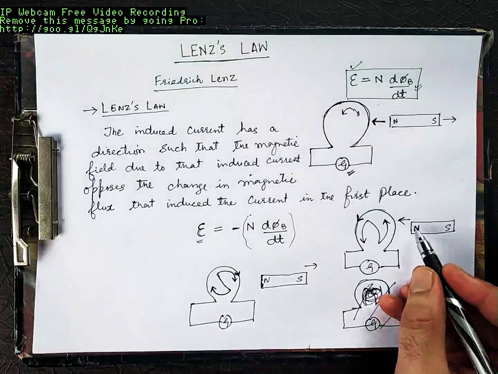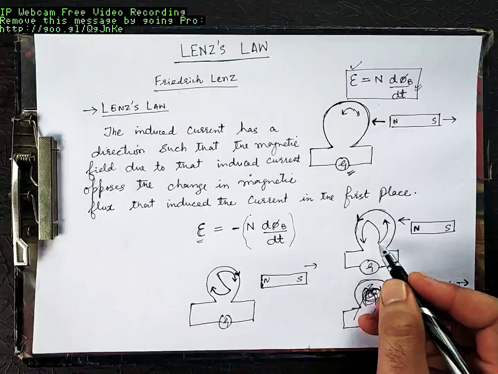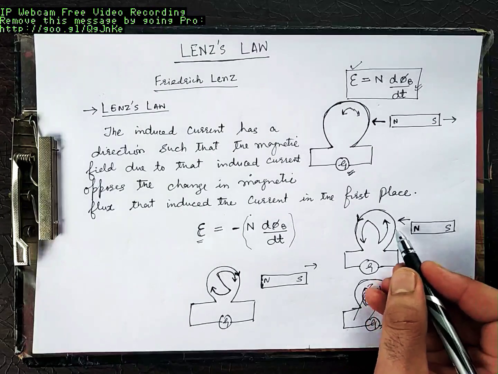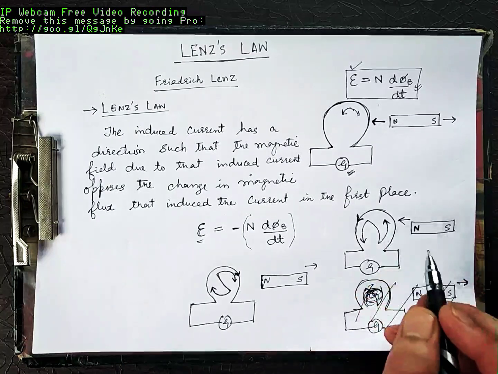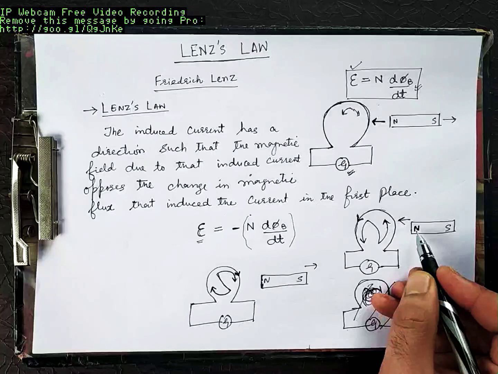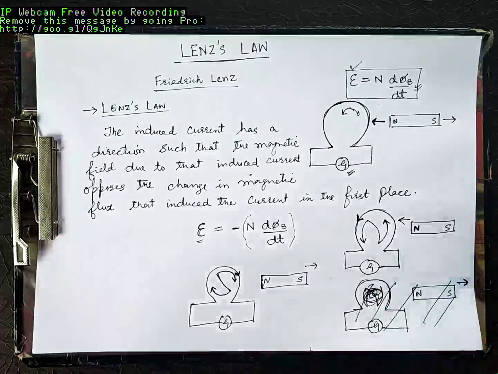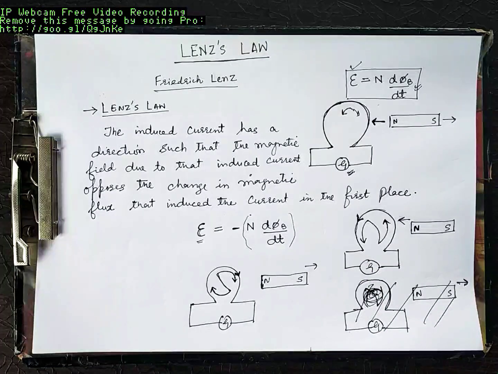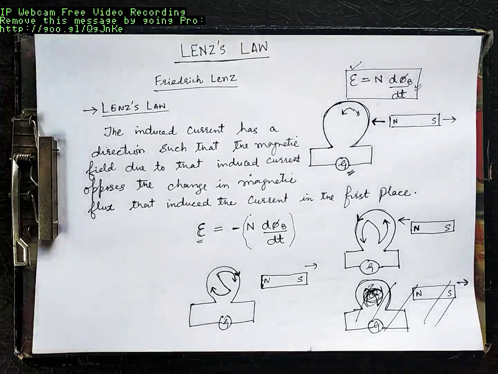Similarly here, EMF was induced, or current was induced, because magnetic flux increased. So it will try to decrease the flux back. How can it decrease the flux back? By opposing the north pole. So this is making the north pole here. Fine. This is what Lenz's law says, basically. This is Lenz's law.